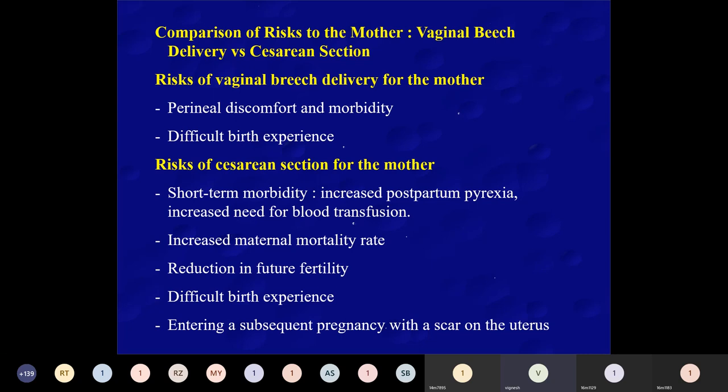Risk of cesarean section for the mother is short-term morbidity like increased postpartum pyrexia, increased need for blood transfusion, increased maternal mortality rate, reduction in future fertility, and difficult birth experience. Also, entering the next pregnancy, she will have a scarred uterus. So the next pregnancy will be on a scarred uterus, which has its own problems.